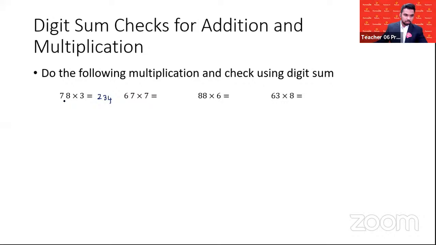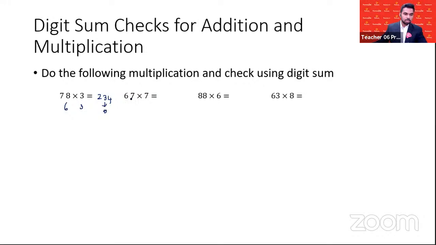So what is the digit sum of 7 and 8? It is 6. Digit sum of 3 is 3. What is the digit sum of the answer? It is going to be 9. So you can see the digit sum of 6 times 3, which is 18, is going to be satisfied here. 18 is also having a digit sum of 9.